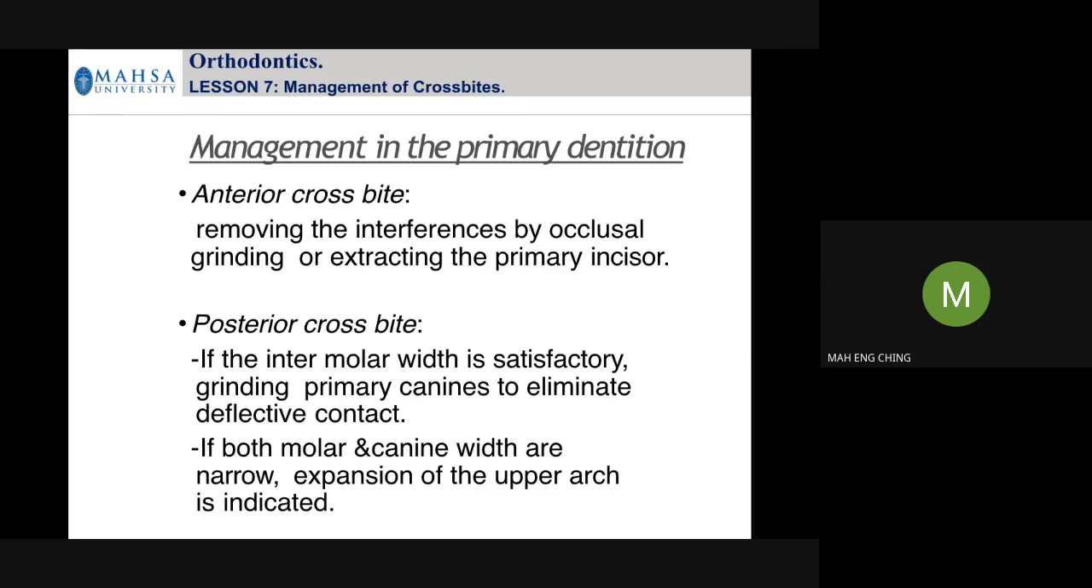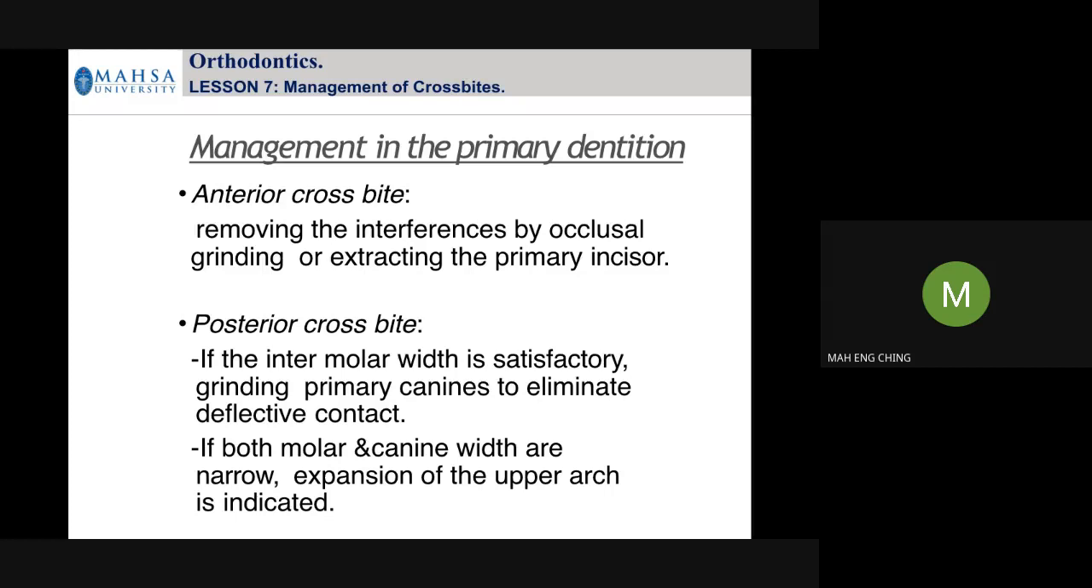Sometimes if you want to push the upper teeth and lower teeth forward and backward a little bit, you can do some occlusal adjustment. Posterior crossbite: if the intermaxillary width is satisfactory, then grind the primary canine to eliminate the deflective contact. Again, this is to remove all the interference from the occlusion. So I have to do this very carefully, but extractions of the teeth are seldom done. In cases where both the molar and canine regions are narrow, expansion of the upper arch is indicated. If you have a narrow arch, then maybe you can put in the expander. But for primary teeth, I seldom do it.